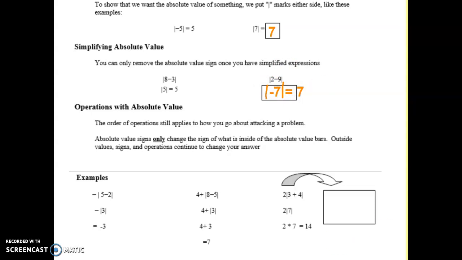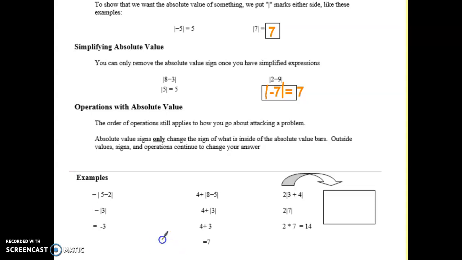All right, so sometimes you have a combination of both. Absolute value signs only change what's inside of that bracket. Outside values, signs, operations, anything like that continue to change your answer, okay? We want to think of absolute value signs as a parenthesis. It's a grouping mechanism. So they are considered under the parenthesis category when we looked at order of operations. So they are done first.